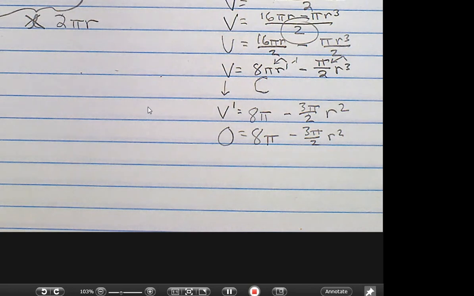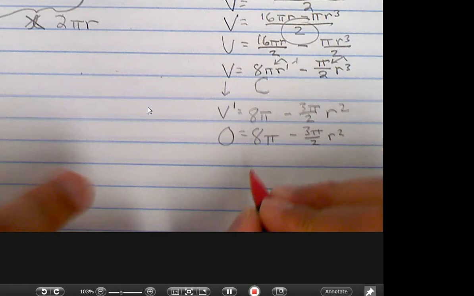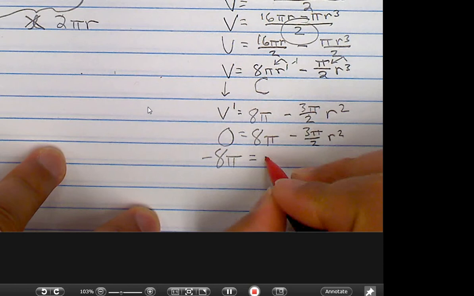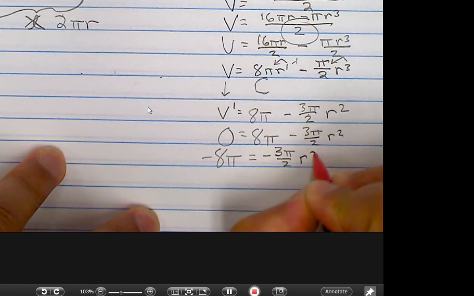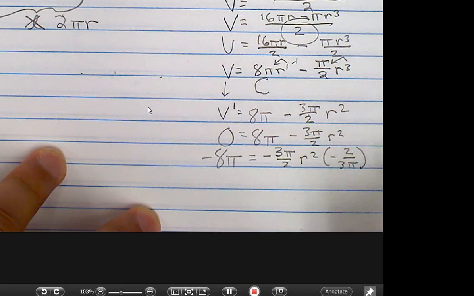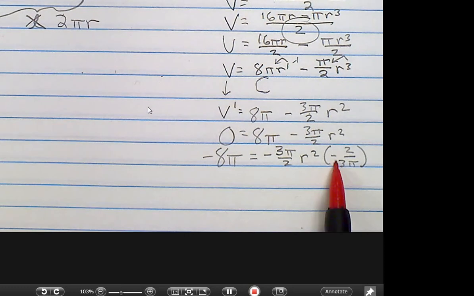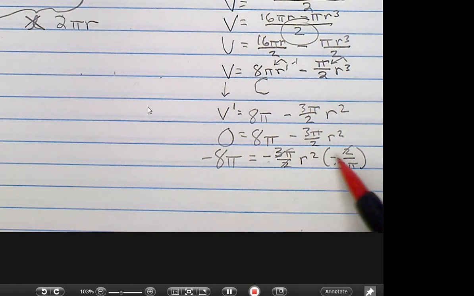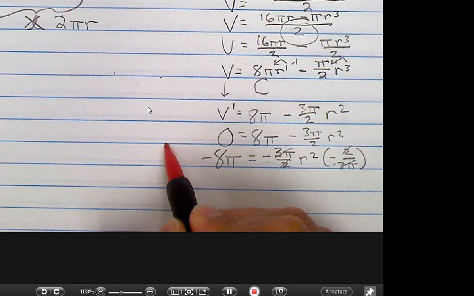Minus 8 pi from both sides, then multiply by the reciprocal. That would be the quickest way to get r squared by itself. Yes, negative. So you'd end up with this, Tommy: 3 pi over 2 r squared, and then you'd multiply by negative 2 over 3 pi. What is the negative's purpose? It cancels out the other negative, and the 2's and the 3 pi cancel out. Over here you multiply by the same thing, negative 2 over 3 pi.